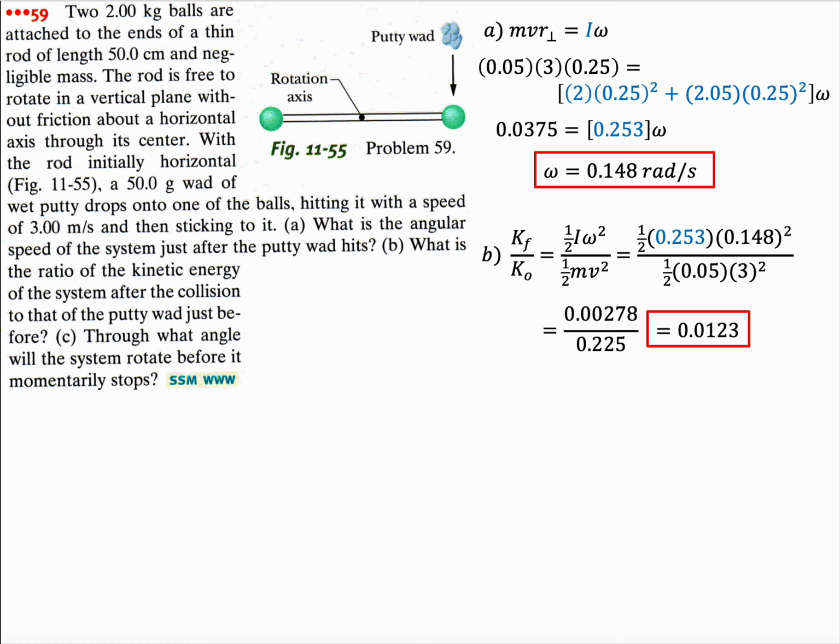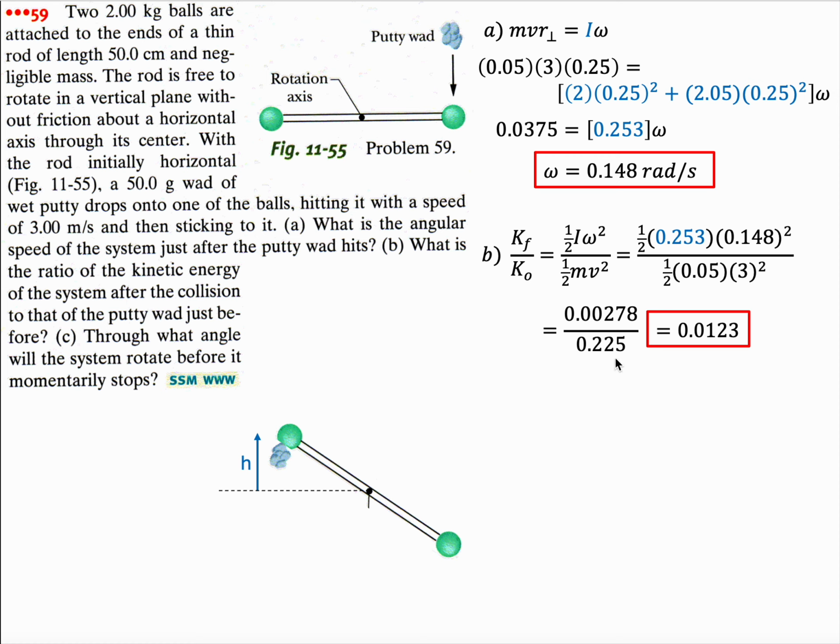Finally, last one. Through what angle will the system rotate before it momentarily stops? Well, what's going to happen? The clay is going to hit, this thing's going to swing, and eventually it's going to swing up until it briefly stops up here somewhere. The clay now stuck to it. We can figure out the height that piece goes above that midpoint.